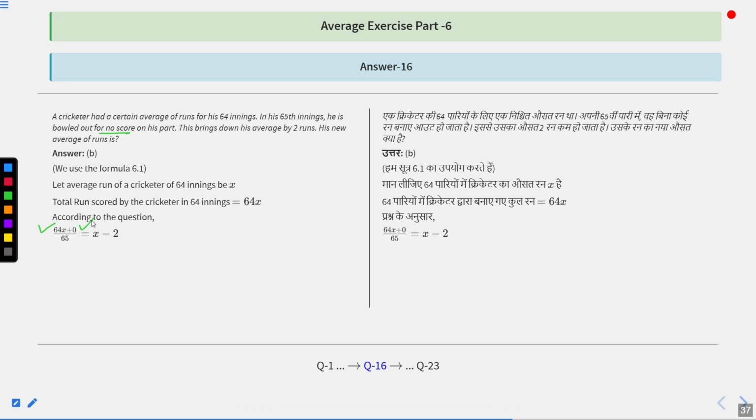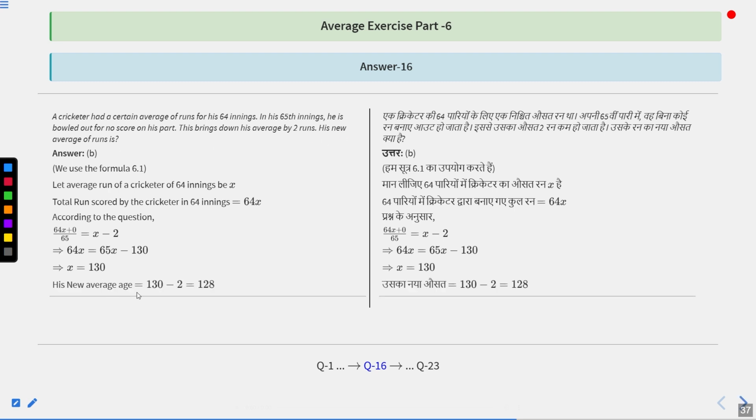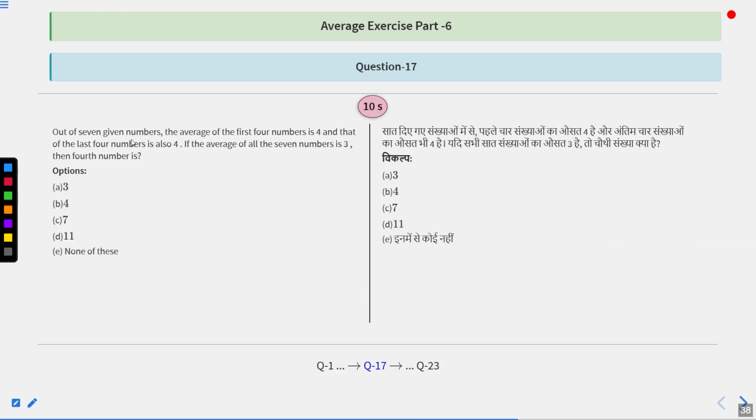So we can add it 0 and dividing by total innings, which is 65. And we can say that this average is equal to X minus 2. So we can easily calculate the value of X, which is X equals 130. Now the question is, his new average of runs. So his new average will become 130 minus 2, which is 128. Clear?